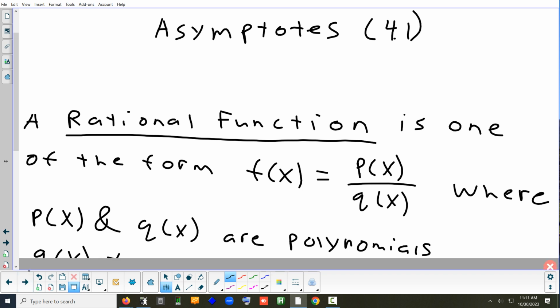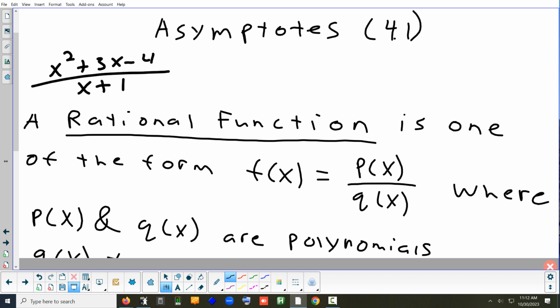What's in the top and what's in the bottom are polynomials. Here's another example. x squared plus 3x minus 4 over x plus 1. That's a rational function. It's a quadratic polynomial in the top.